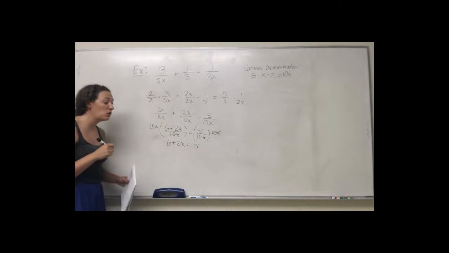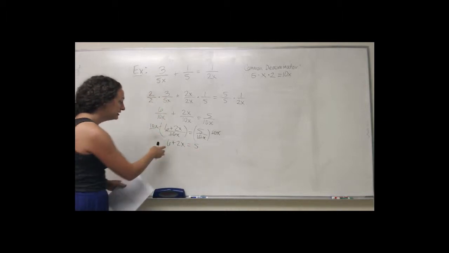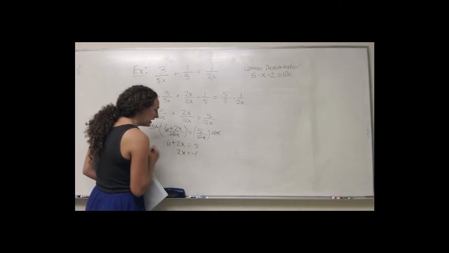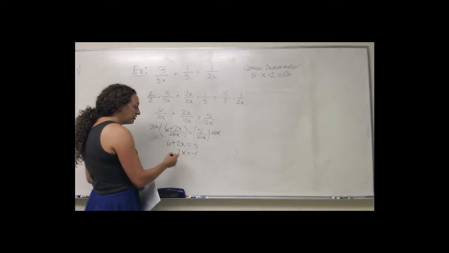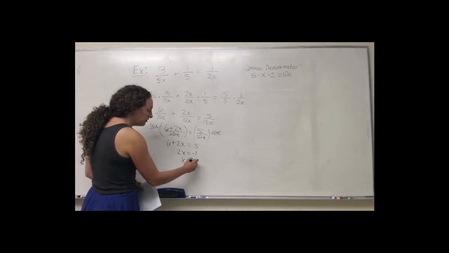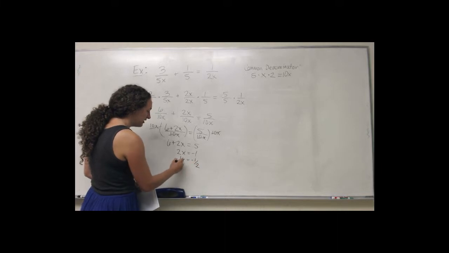This is a linear equality, very easy to solve. So we subtract 6 from both sides. We get -1. Now we solve for x by dividing by 2. We get x equals -1/2. And that's our answer.